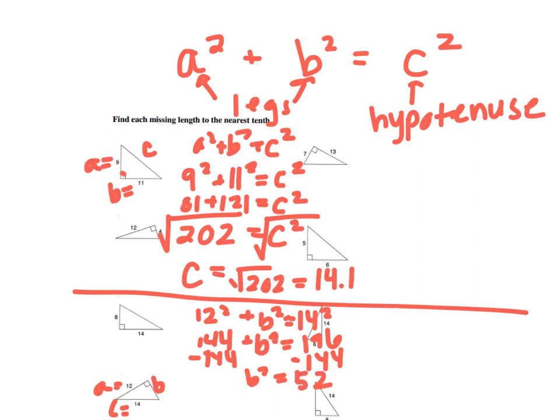And then I'm going to square root both sides to see that b is equal to the square root of 52, which is 7.2. So those are the two different types of problems that you could solve. One where you have to solve for the hypotenuse and one where you have to solve for the leg.